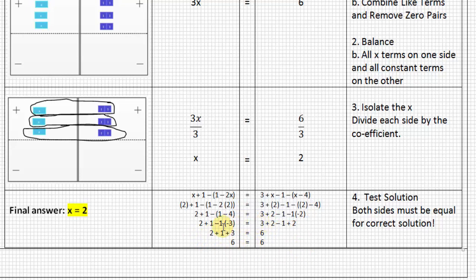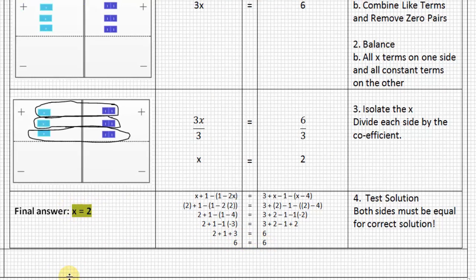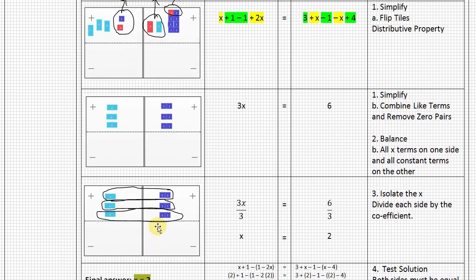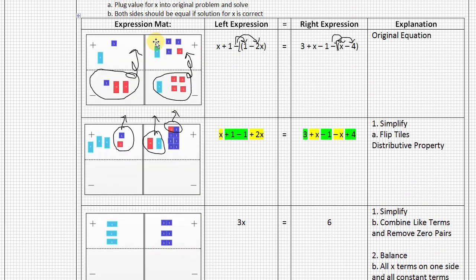So 3 plus 2 minus 1 plus 2 gives me 6. 2 plus 1 plus 3 gives me 6. Both sides equal out to be 6. So this value, x equals 2, must be my final answer. So I know that I did steps 1 through 3 correctly, and I'm ready to report that the final answer from our original equation was that x equals 2.